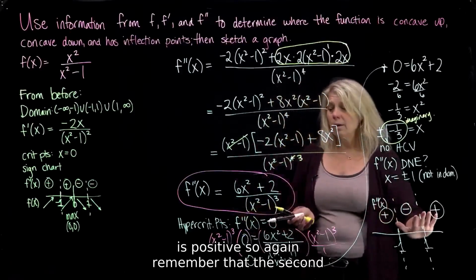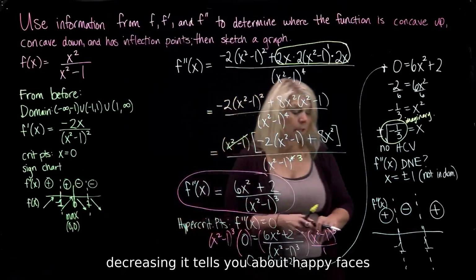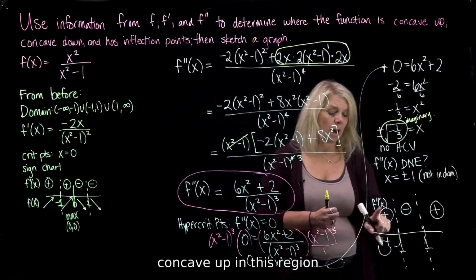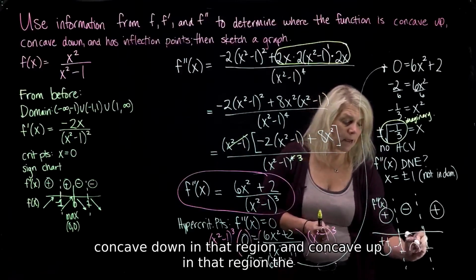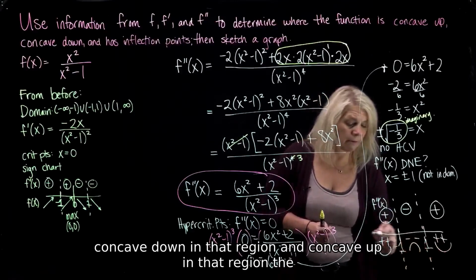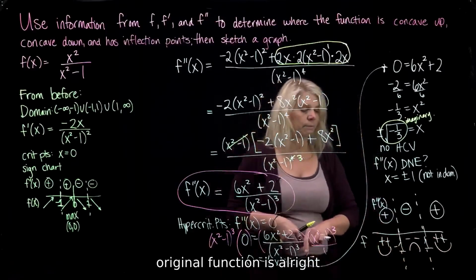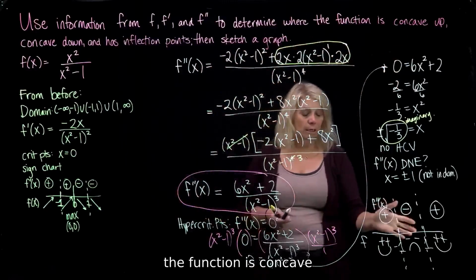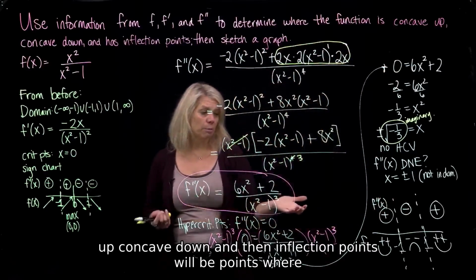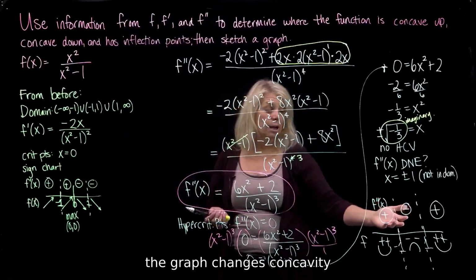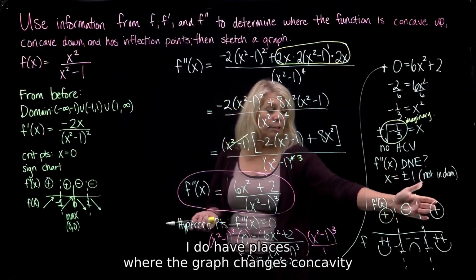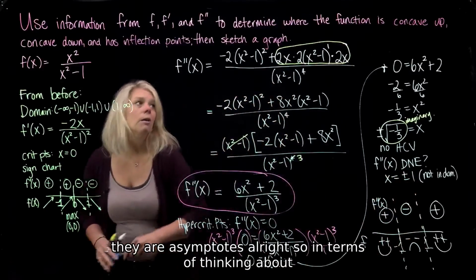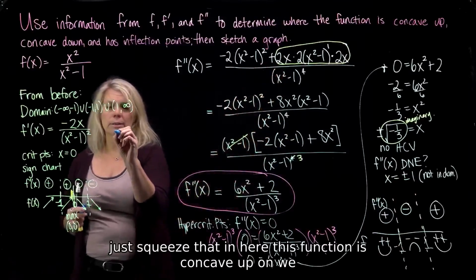So again, remember that the second derivative doesn't tell you about increasing and decreasing. It tells you about happy faces and sad faces, concave up and concave down. So our function is concave up in this region, concave down in that region, and concave up in that region. The original function is. All right, so in your homework, they're going to ask you for intervals where the function is concave up, concave down, and then inflection points would be points where the graph changes concavity. I do have places where the graph changes concavity, but those are not actually points on the graph. They are asymptotes.